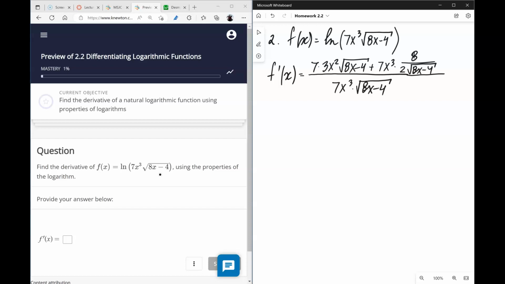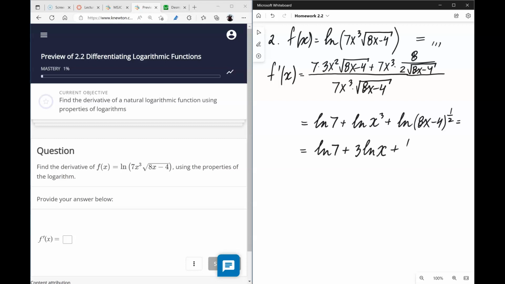And it could be very tempting to do this, but before we do this, let's simplify f, and let's separate that product into the sum of logs. So we're going to have ln of 7 plus ln of x cubed plus ln, and here I'm going to rewrite the radical as the power 1/2. And look what's going to happen here. ln of 7, we're going to use another property of logs and rewrite it like this. And now we can take the derivative.